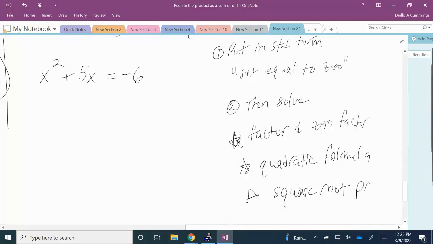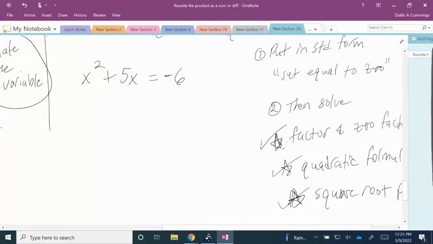These are the three methods that you should use. I wouldn't use complete the square. But the factor and cancel pops up, the square root property pops up, and then in some instances the quadratic formula pops up. All right, so let's take a look at solving this equation.